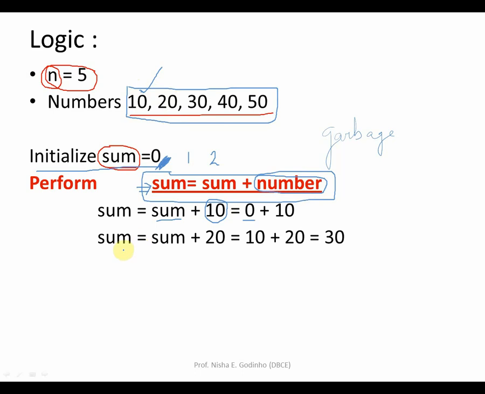Next thing is sum equal to, again, sum plus 20. This time we are adding 20 because the second number to be added is 20. Hence we do sum plus 20, because the actual formula is sum plus number and the second number is 20. Now you have to remember that in this second step, the sum value will not be the 0 value which was the initial value. It will be the new value which you get after adding 0 to 10.